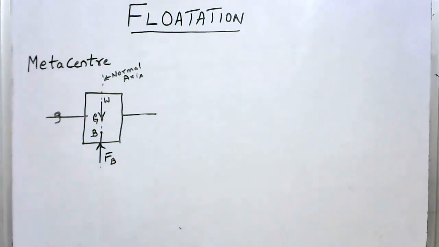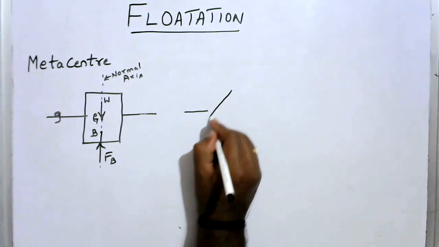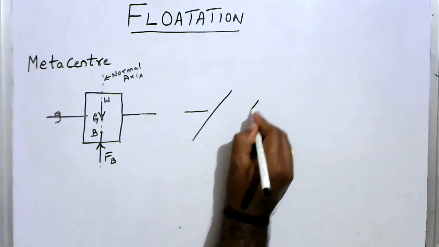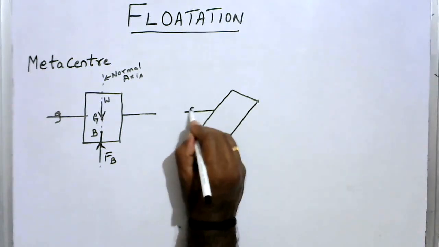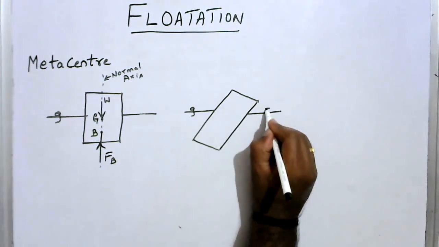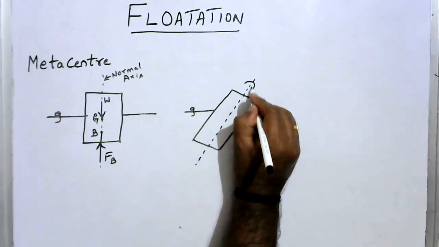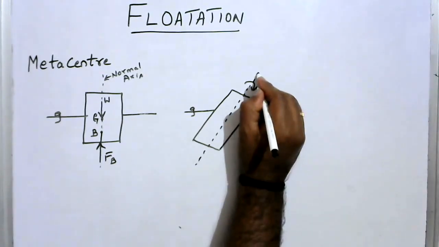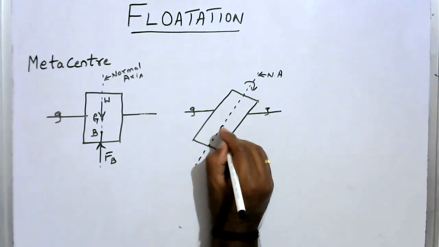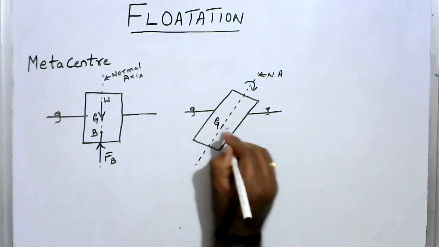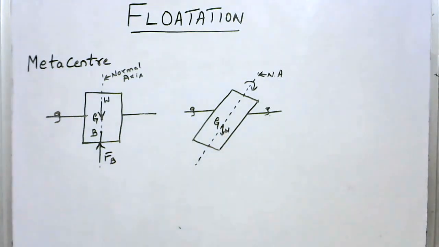Now, what we do is we give an angular displacement or oscillation to this body in the clockwise direction. So if I give an oscillation like this in the clockwise direction, now you observe this is the liquid surface, this is the normal axis. This is the point, the center of gravity, where the weight of the body is acting. Correct?